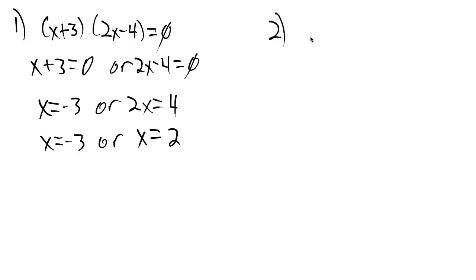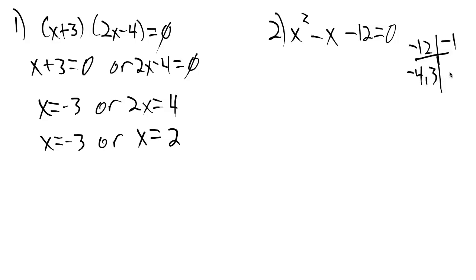Problem 2 says we have to solve for x squared minus x minus 12 is equal to 0. So what are our factors of negative 12 that add up to minus 1? Well, that's going to be negative 4 and positive 3 is going to equal negative 1. So we're going to add those in. We get x squared minus 4x plus 3x minus 12 is equal to 0.